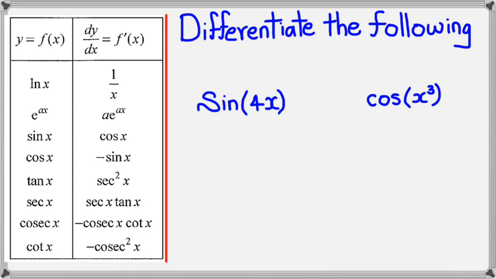So I'd like to differentiate the following: sine 4x and cos x cubed. Now on the left hand side you will see a table. You would have already done the first two, where ln of x differentiates to 1 over x, and e to the power of ax differentiates to a e to the power of ax. Likewise, sine x differentiates to cos x, cos x differentiates to minus sine x, and so on.